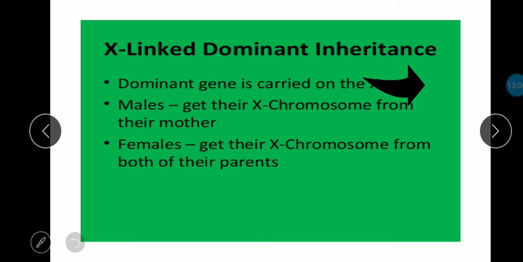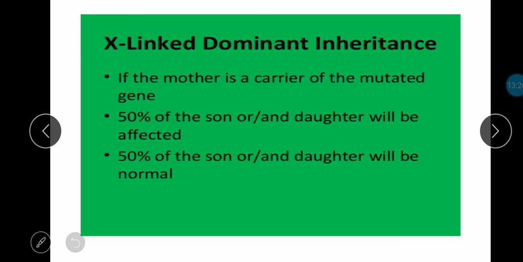Some features are as follows: the dominant gene is carried on the X chromosome. Males get one X chromosome from their mother, and females get their X chromosomes from both parents. And another one is X-linked dominant inheritance. If the mother is a carrier of the mutated gene, 50% of sons and daughters will be affected, and 50% of sons and daughters will be normal.